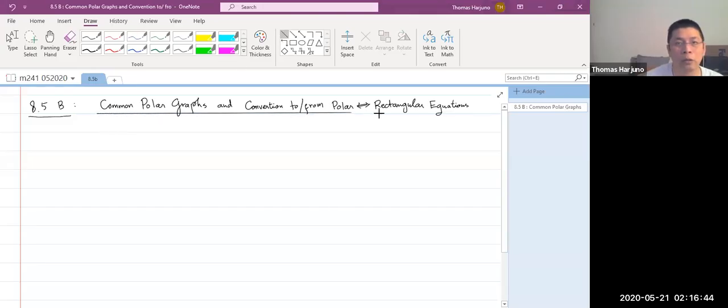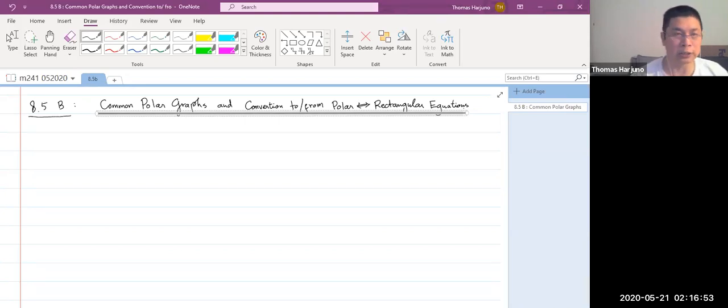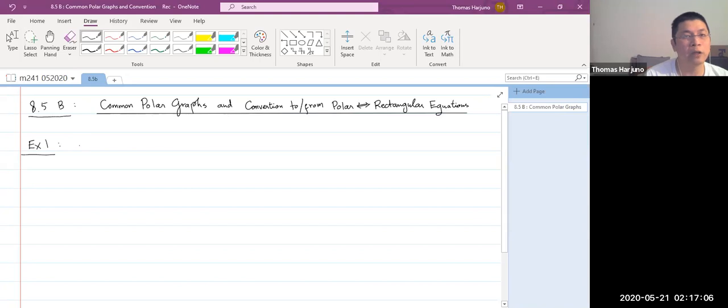I will go over some conversions from polar to rectangular equations and from rectangular equations to polar equations. In between, I will mention common polar graphs. Some simple ones, for example, the first one: what if r equals a constant? If r equals a constant, what does it mean?